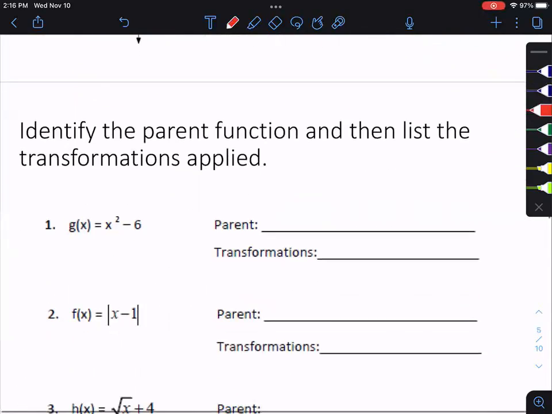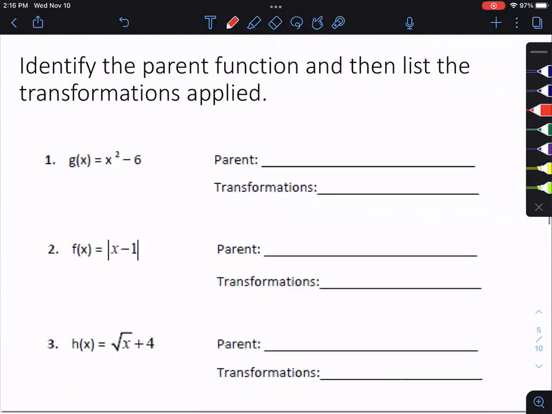So next thing we're going to do, we're going to look at some equations, and then we're going to identify the parent function, and then we're going to list the transformations that have occurred.